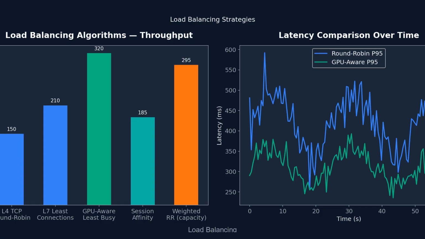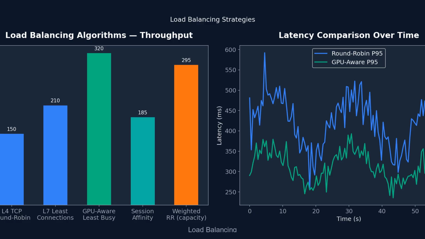Load balancing algorithms are not interchangeable. The choice has a measurable impact on both throughput and latency. The bar chart on the left shows effective throughput in transactions per second across several strategies. GPU-aware least busy tops the chart at 320 transactions per second. L4 TCP round-robin sits at the bottom at 150. Weighted round-robin based on capacity lands at 290.